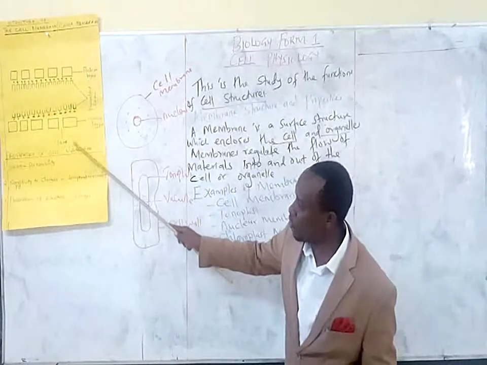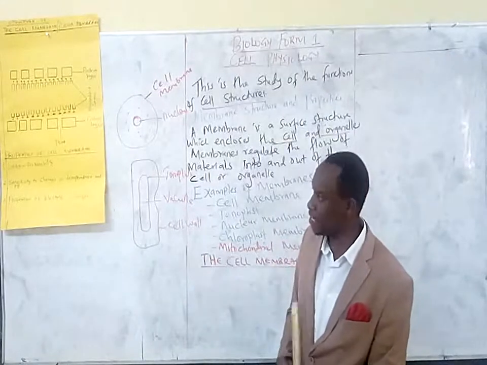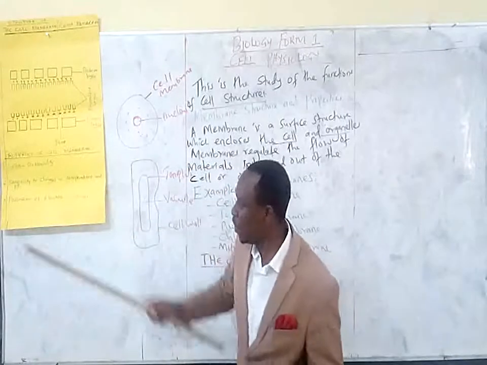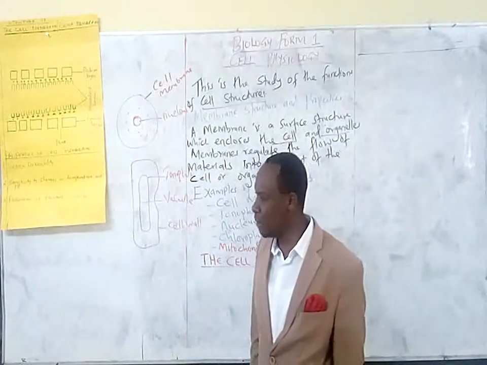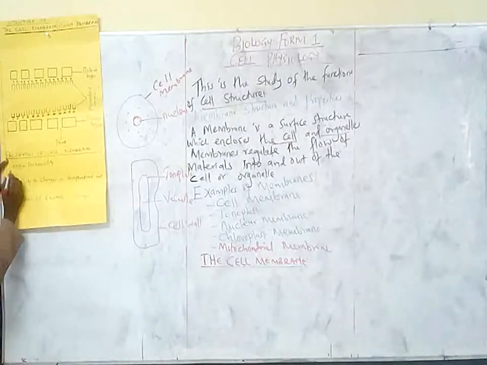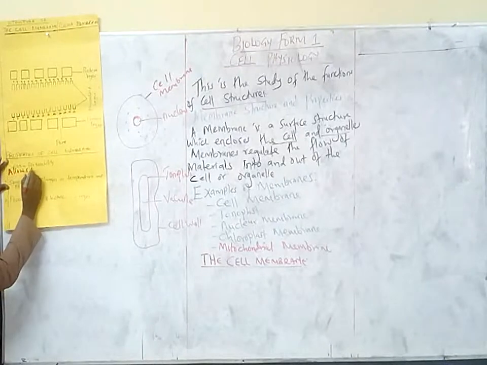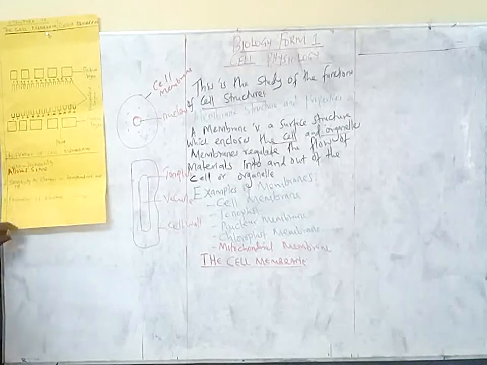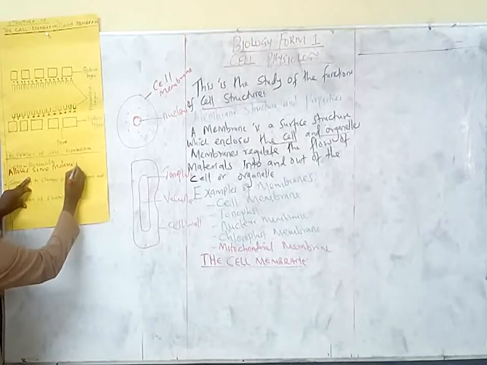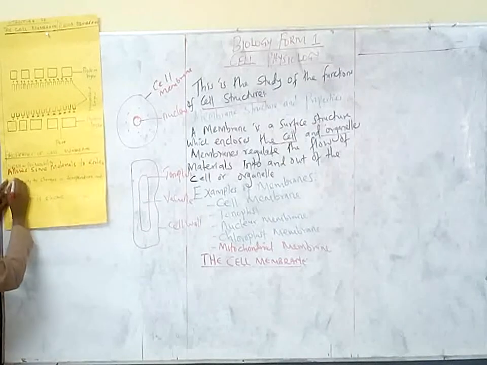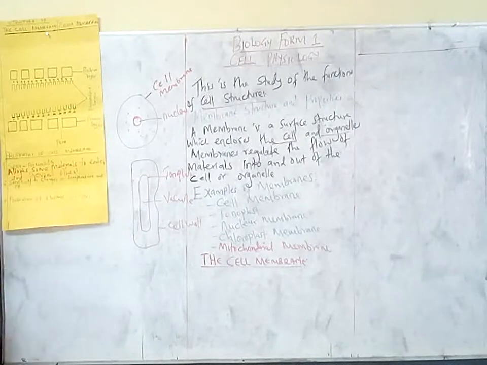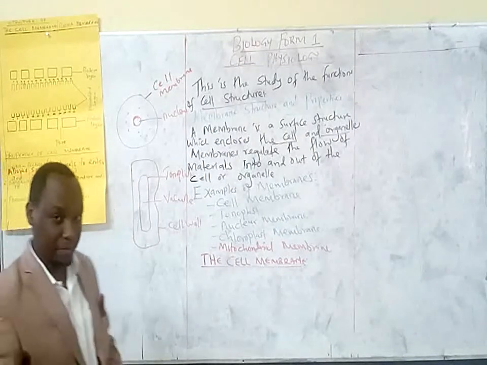So, properties of the cell membrane. The first property of the cell membrane is called semi-permeability. What is the meaning of semi-permeability? Semi-permeability means it allows some materials to enter and prevents others. That is what is called semi-permeability.